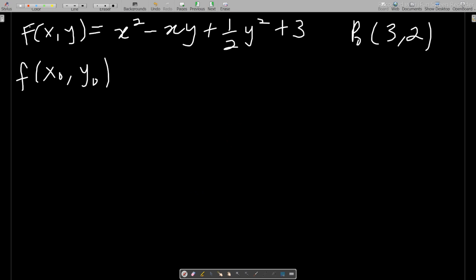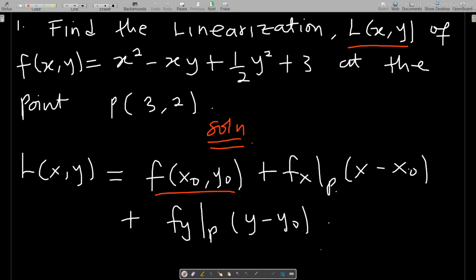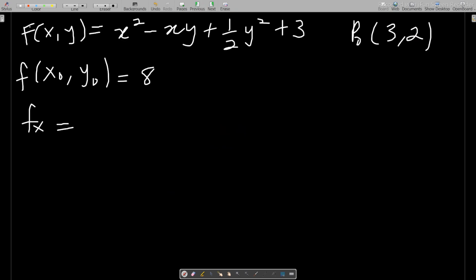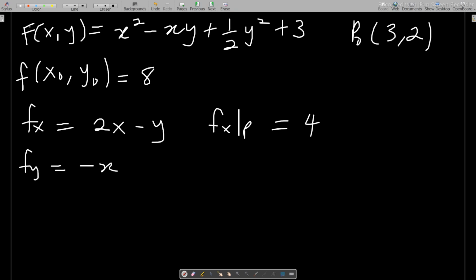It is simply putting these values inside, and when you simplify, you get 8. Then we need f x and f y evaluated at that point. f x is equal to 2x minus y, and at the point p it equals 4, since 2 times 3 is 6, minus 2 is 4. And f y is equal to minus x plus y, and f y evaluated at p is equal to minus 1. So we have everything that we need.